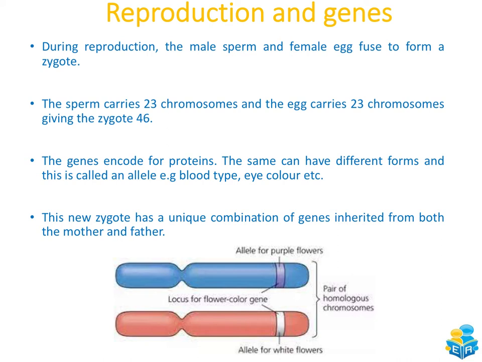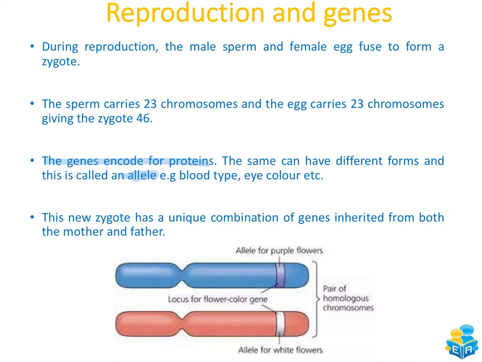Now, the genes on these chromosomes are going to encode for proteins, and the same gene can have different forms. This is called an allele. So each gene can have a different form. If you think of your eye color, you're not just going to have everybody with the same eye color. You will have a gene that controls eye color. One of those could be brown, one could be blue. Okay, we're going to have different variations of the same gene, so that's an allele, and we're going to be focusing in on those in the next couple of minutes.